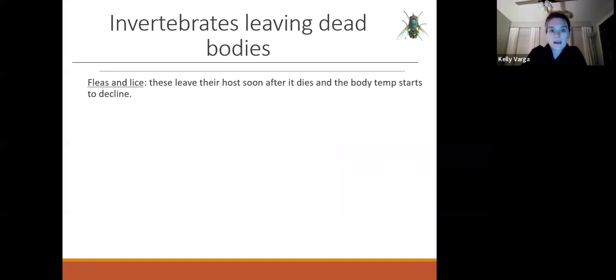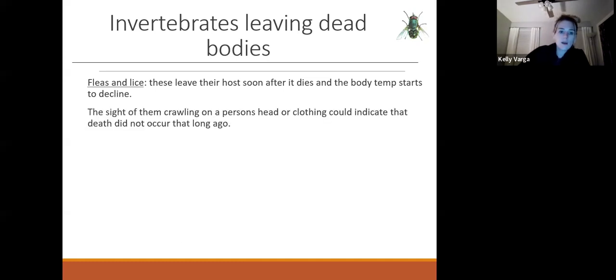So anything that's a parasite, fleas and lice, those need a living host. So these are going to be things that, if we came into contact with a large population of them without a body, it could be an indication that a body was once there, right? So the sight of them crawling on a person's head or clothing could indicate that death did not occur too long ago.